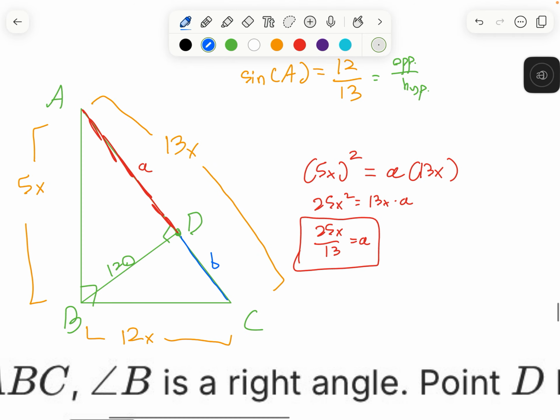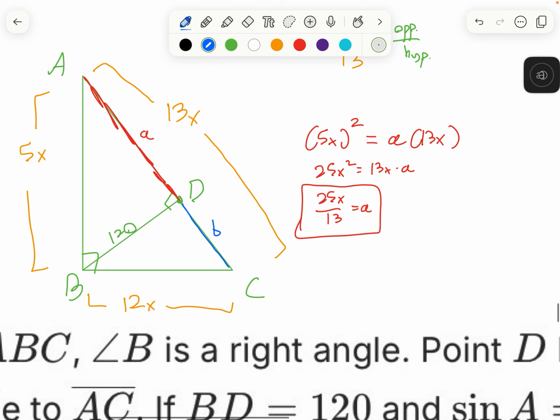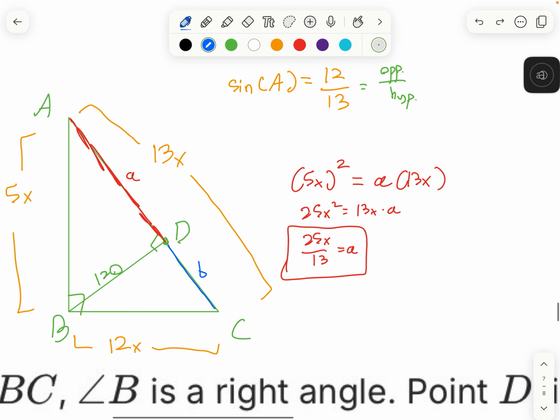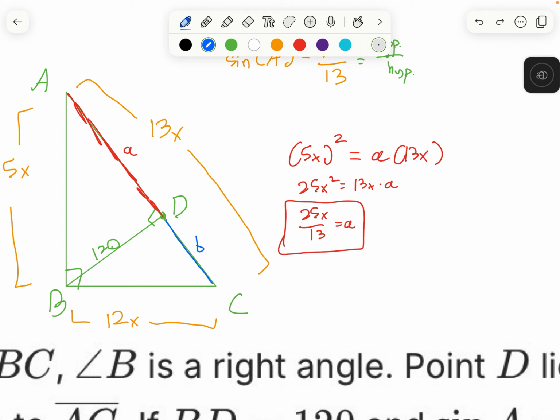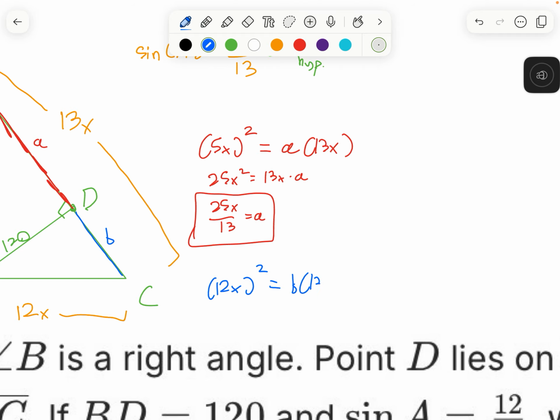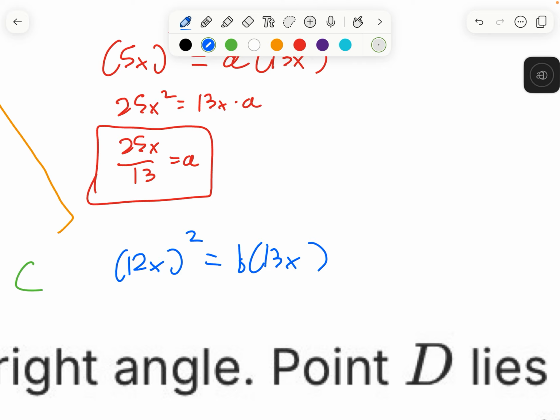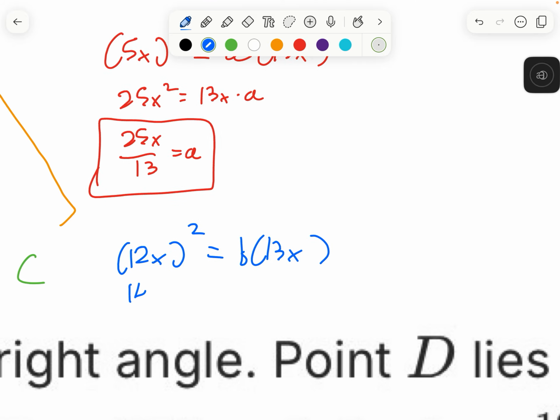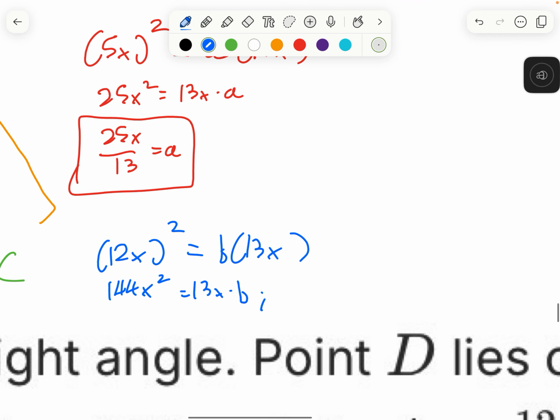Well, same logic. B is going to be your leg squared. You'll notice that when I say leg, I'm talking about the leg that's closer to the side we're trying to figure out. So in this case, 12x squared equals the closer segment, so that's B, times the entire segment, so that's 13x. And once again, if you solve this, you get 144x squared equals 13x times b, and of course b equals 144x over 13.